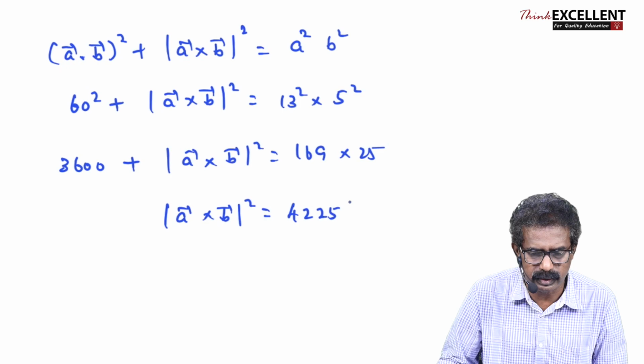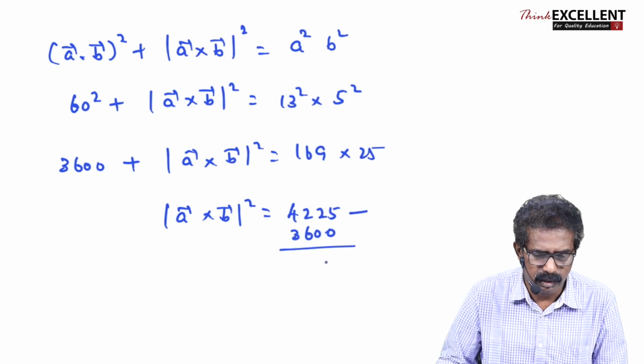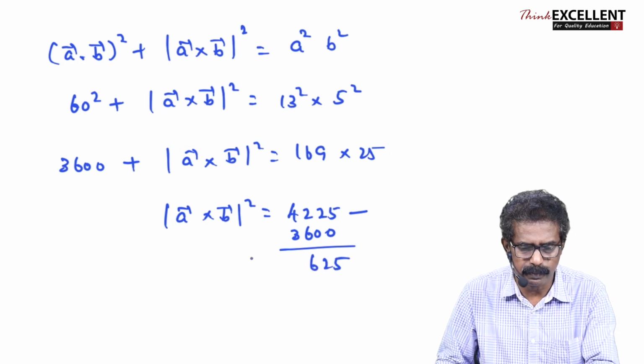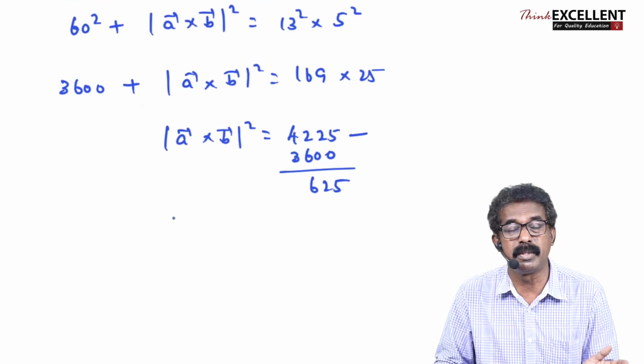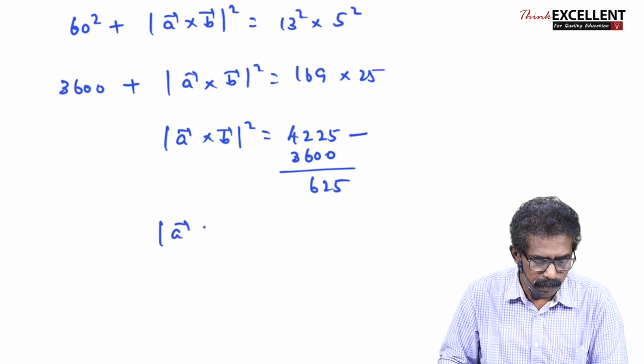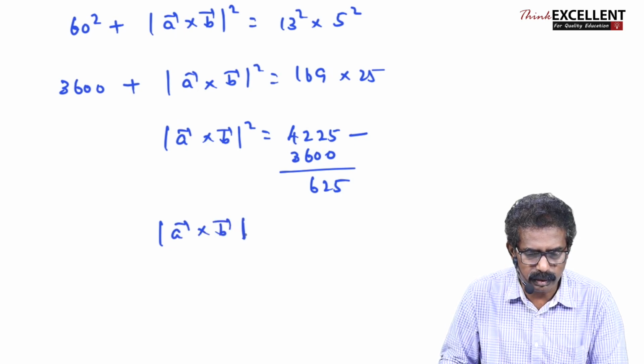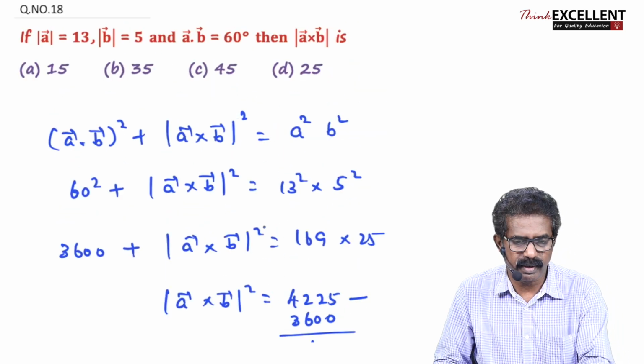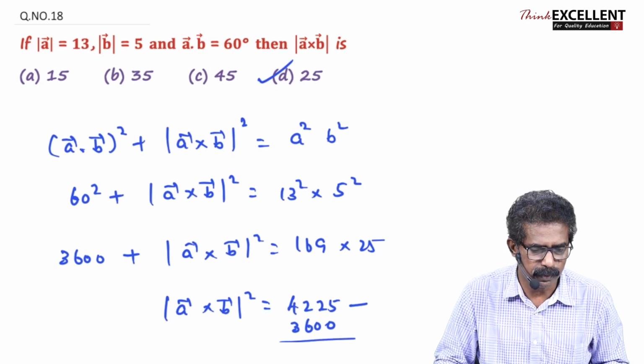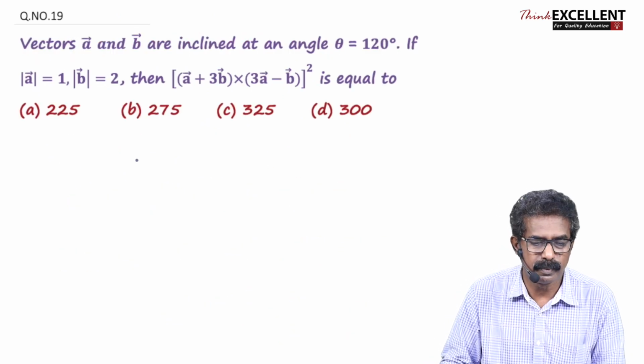Take this 3600 to the right side, and subtract. You are getting 625. So this is modulus A cross B square. Take the square root of this. Modulus A cross B is equal to root of 625, which is what? 25, option number 4.